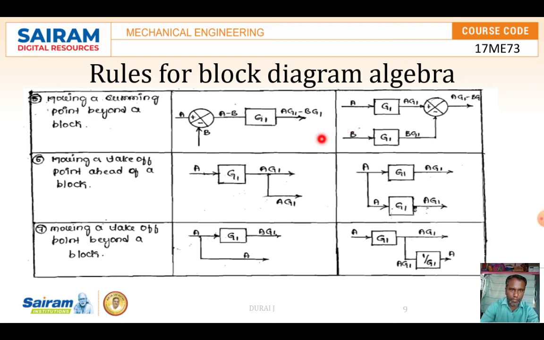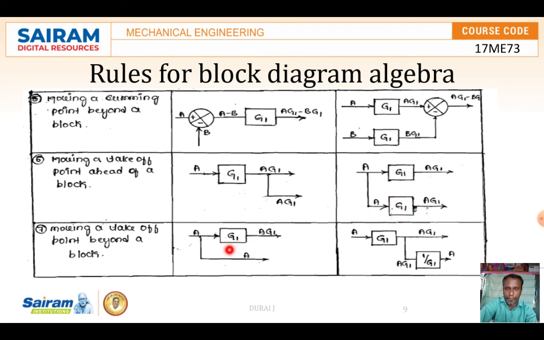Suppose you are moving it after the block. Then comes the next thing, moving the takeoff point ahead of a block. The takeoff point is after the block, and this will be moved to the left side of the block. That means one more block, whatever value is provided in the block, the same thing we are going to add over there.